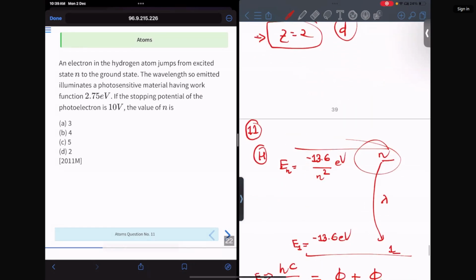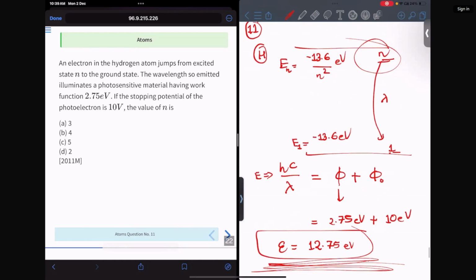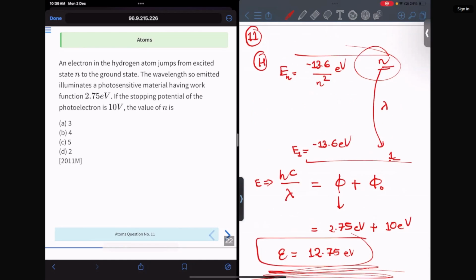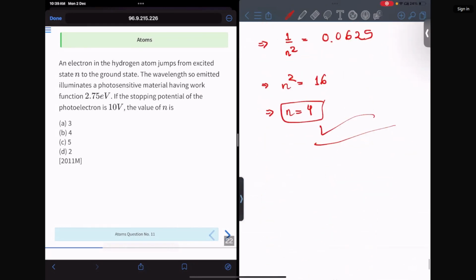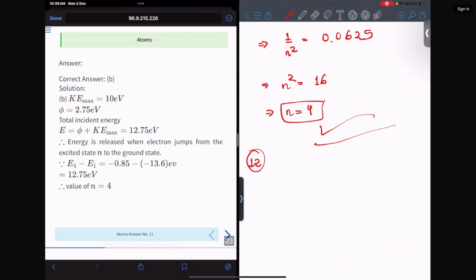An electron moved from n to 1, and the total energy emitted was 12.7. So the difference of these two shells will be 12.7. So I subtracted E1 minus En, then I solved the equation. I got value of n is equal to 4. I hope this question is very clear. I'll move to question number 12.